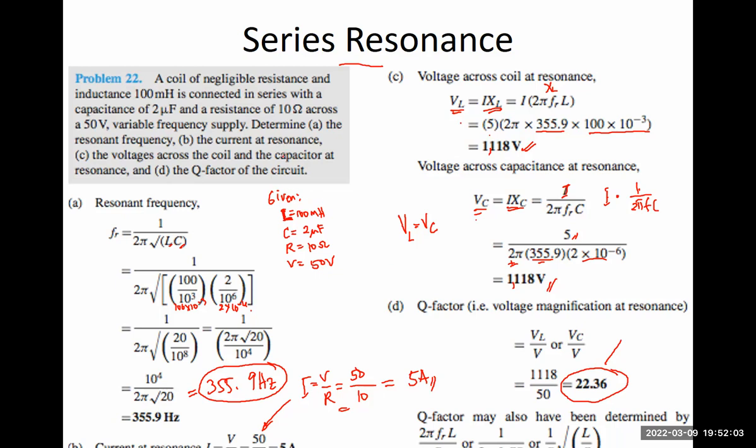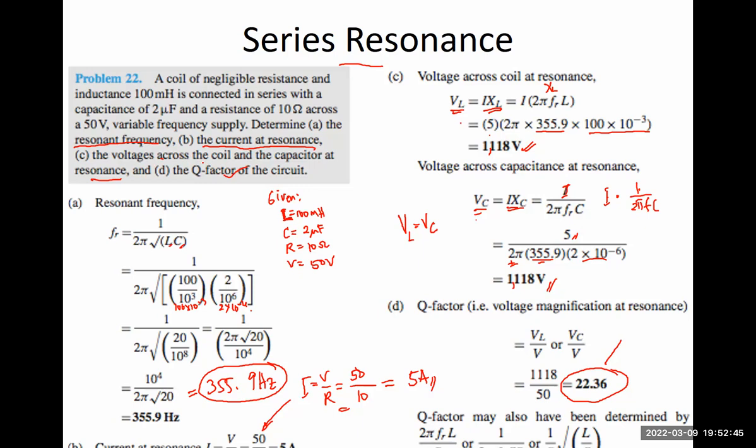So everything in the problem statement has been satisfied. We have determined the resonant frequency FR, which is equal to 355.9 hertz. We have also satisfied the current at resonance, which is equal to 5 amps. And the voltage across the coil and the capacitor, which is equal to 1,118 volts. Okay na rin yan. And also the Q factor, which is equal to 22.36. So that's it for the series resonance.